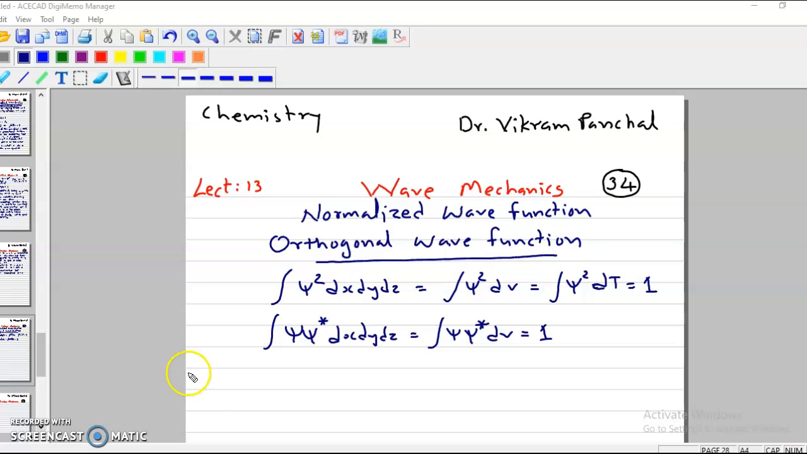The condition for normalized wave function is given here: the integration of psi square dx dy dz is equal to the integration of psi square dV is equal to 1. That means if psi into psi star, or psi square, equals 1, then it is called a normalized wave function.